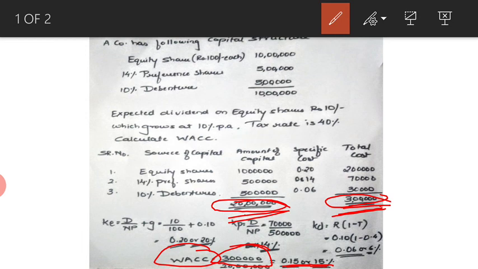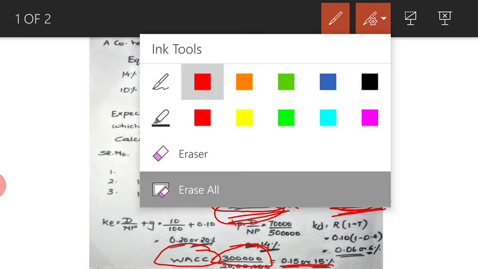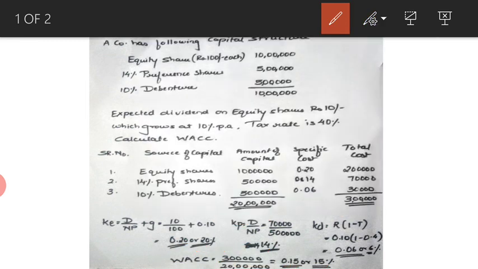So your WACC or weighted average cost of capital is 15% or 0.15. Okay, so I hope you're clear with calculation of WACC. Again I'll repeat, WACC is nothing but total cost divided by total amount of capital. Once you do this, you'll get the WACC. This is one method which we have followed in the previous problem also. So let's move on to another method to solve the same problem.